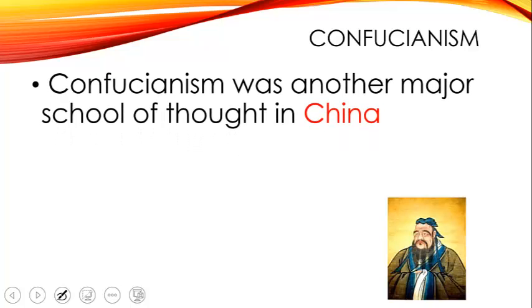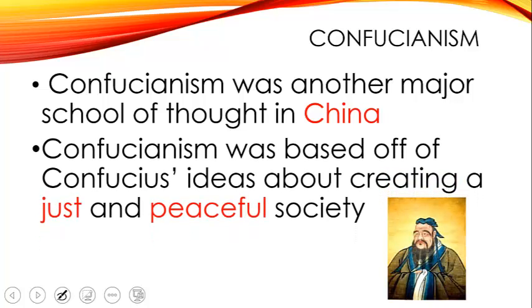Confucianism was another major school of thought in China. You'll remember that we talked about how Emperor Han added Confucius' ideas into his way of governing. It helped him to make a more peaceful and helpful society. Confucianism was based off of Confucius' ideas about creating a just and peaceful society. So when Emperor Han added these ideas into his governing, it helped him to rule his people better.